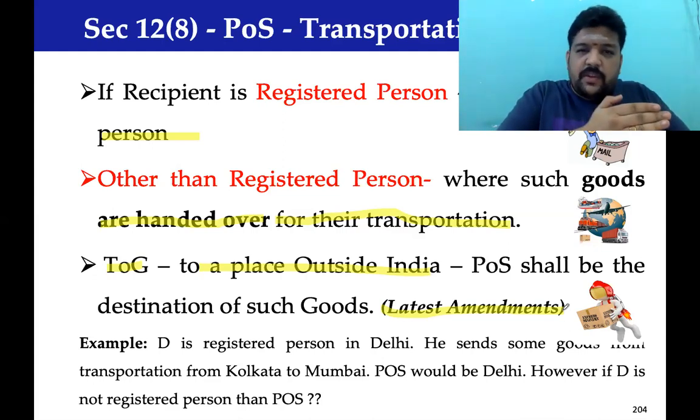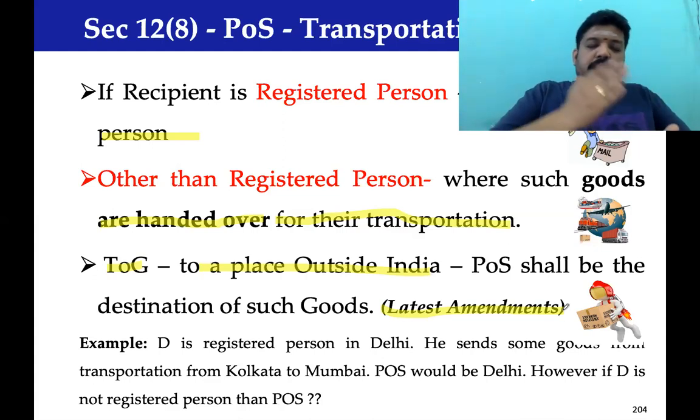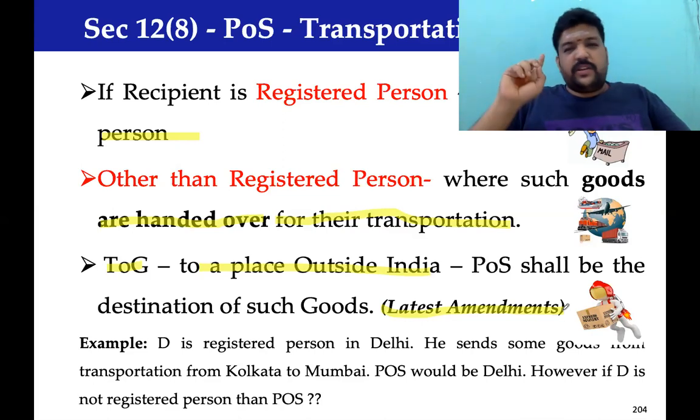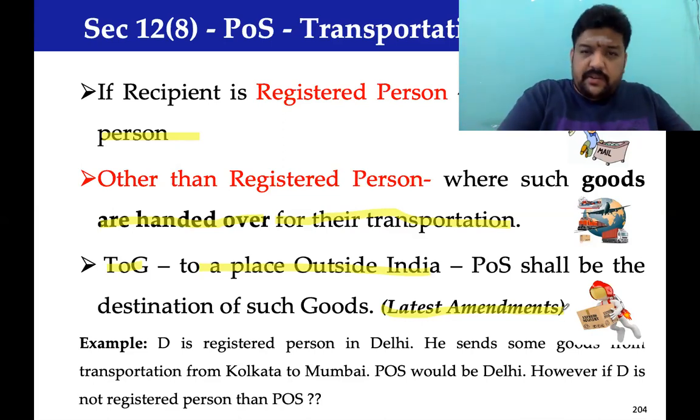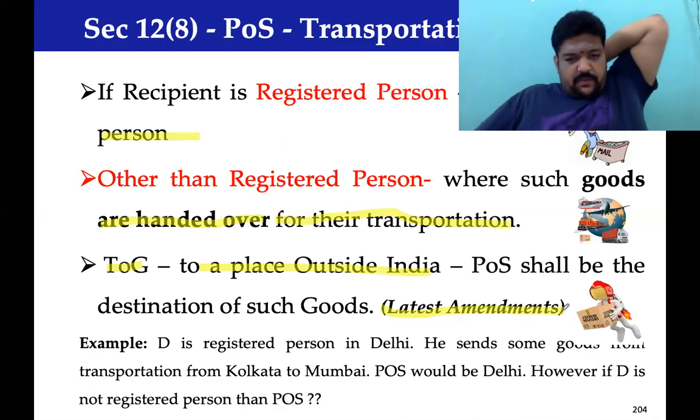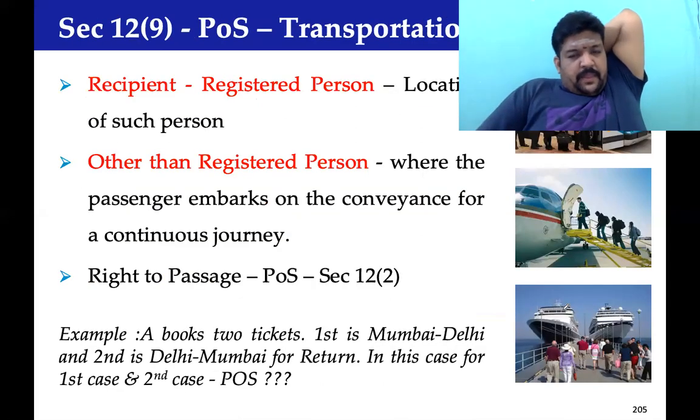A supplier of service is in Delhi. Recipient of service is in Delhi, but goods alone are transported to New York. Sir, how? Very simple. Export consignment. An exporter to the USA hands over the goods to Blue Dart. So in these circumstances, place of supply will be the destination.